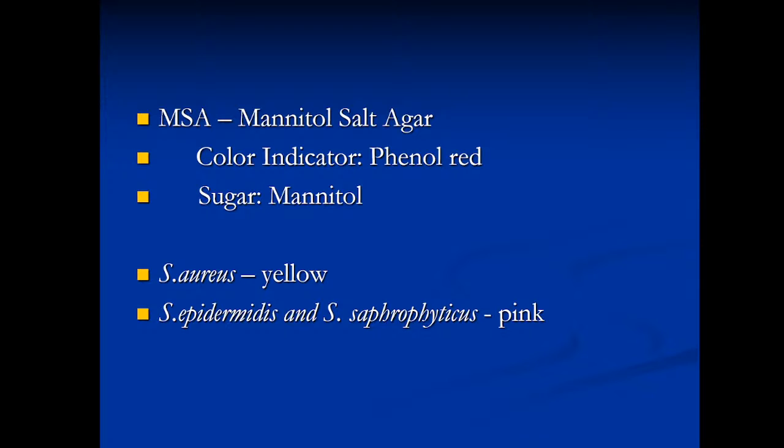All right, wonderful. So as I was saying, guys, Staph aureus will produce an acidic environment around its colonies, and therefore it will ferment. Because of the fermentation of mannitol, it will produce yellow colonies. On the other hand, these two at the bottom, Staph epidermidis and Staph saprophyticus, will just produce pink colonies because they will not ferment mannitol.